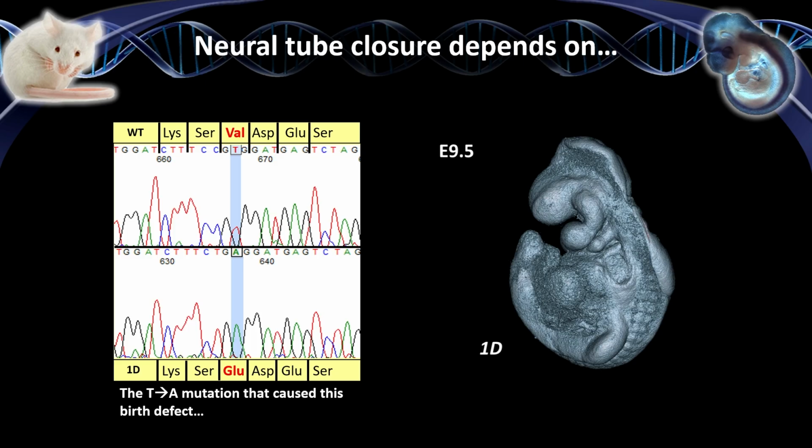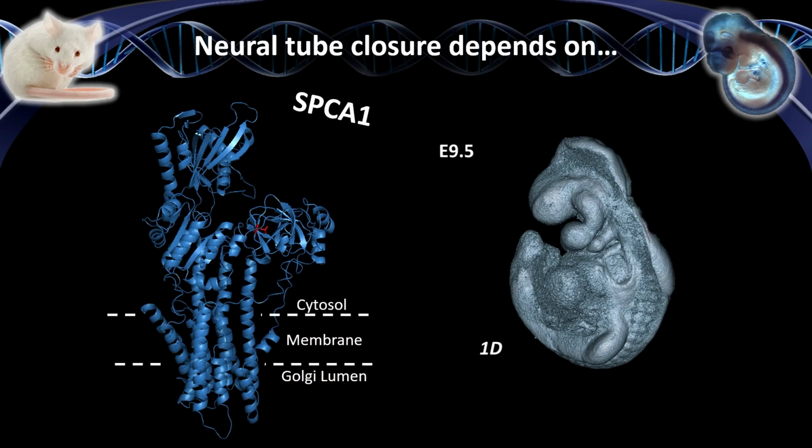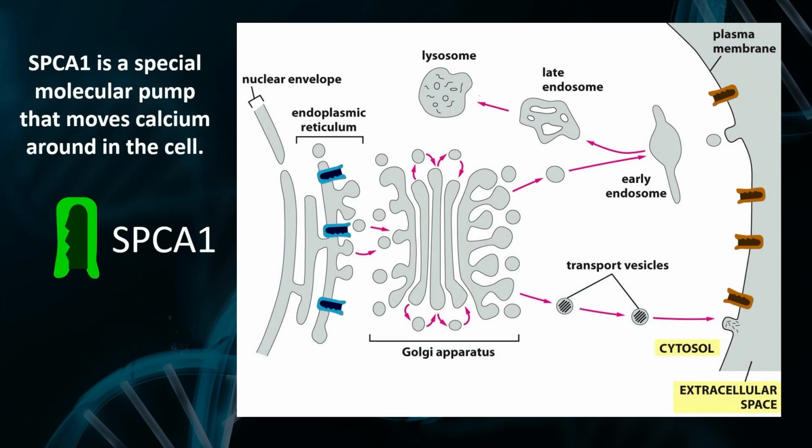Okay, so what actually was changing? That letter change impacted this protein. Do you see that little red blob in there? That's one amino acid that was changed in this protein, and the whole system failed. What is SPCA1? Oh, that's the secretory pathway calcium ATPase1. It's a pump that moves calcium around the cell.